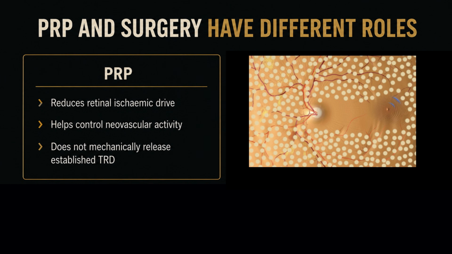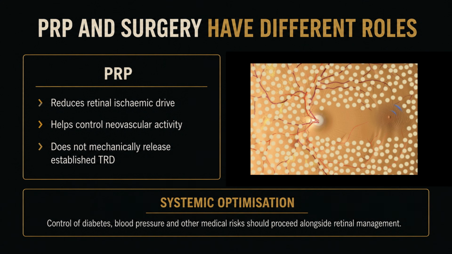Then we also have the panretinal photocoagulation. Now, PRP and surgery, they both have different roles. PRP reduces the retinal ischemic drive and helps control the neovascular activity. However, PRP does not mechanically release established tractional detachment. Systemic optimization, including control of diabetes, blood pressure, and other medical risks, should proceed alongside the retinal management.